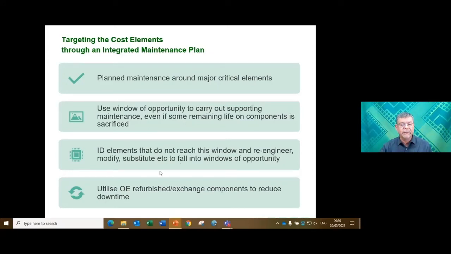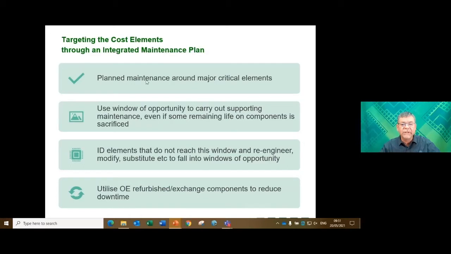Another way of reducing the total time span of that window is to utilize original equipment supplied or refurbished components that are readily available on standby, and you look at it as a pure changeover or change-out process instead of a repair process for that window. That is a cheap and very valuable method of reducing the downtime for that event.